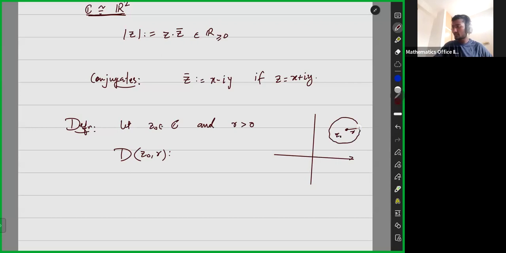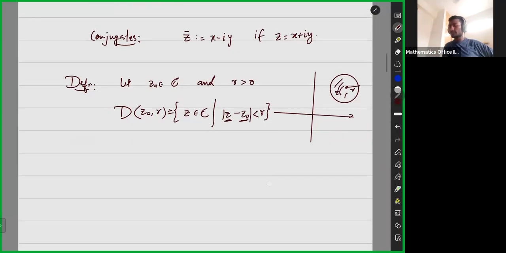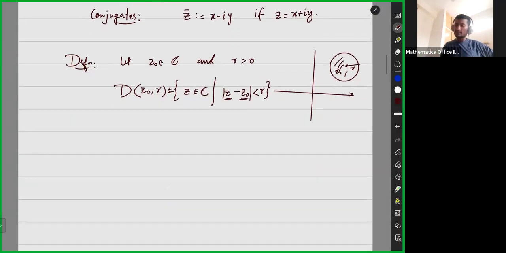We say these are numbers z inside C such that z and z naught are close. Okay? Their distance is less than r. So the points z which are close to z naught, that way. This is also called a disk. Okay, so in the later course it will occur many times.